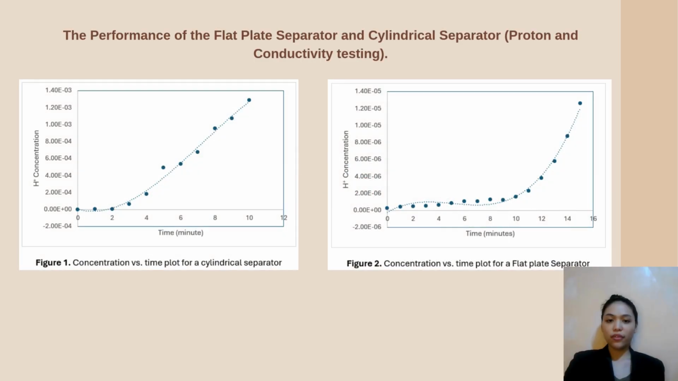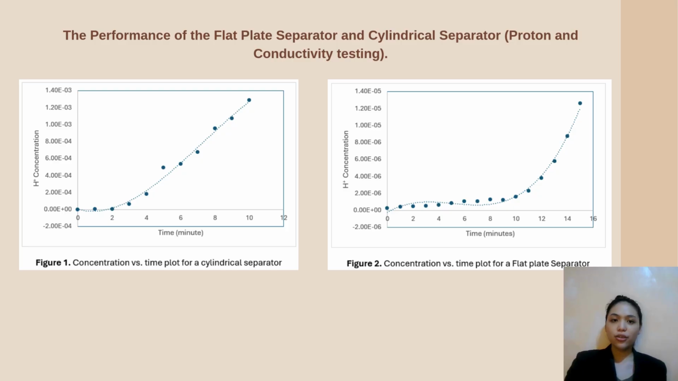The performance of the flat plate separator and cylindrical separator for proton conductivity testing. Figure 1 shows the concentration trend over time for the cylindrical separator, demonstrating that the separator effectively facilitates proton movement from the cathode to the anode, as indicated by the decreasing pH in the anode chamber. This suggests good proton conductivity and efficient ion transport. Additionally, the absence of HCl leakage into the anode region highlights the separator's selectivity.